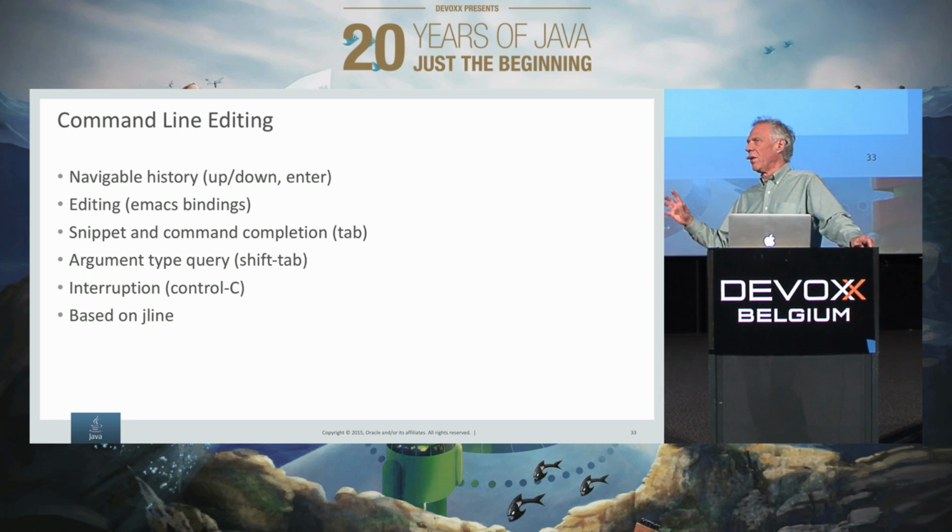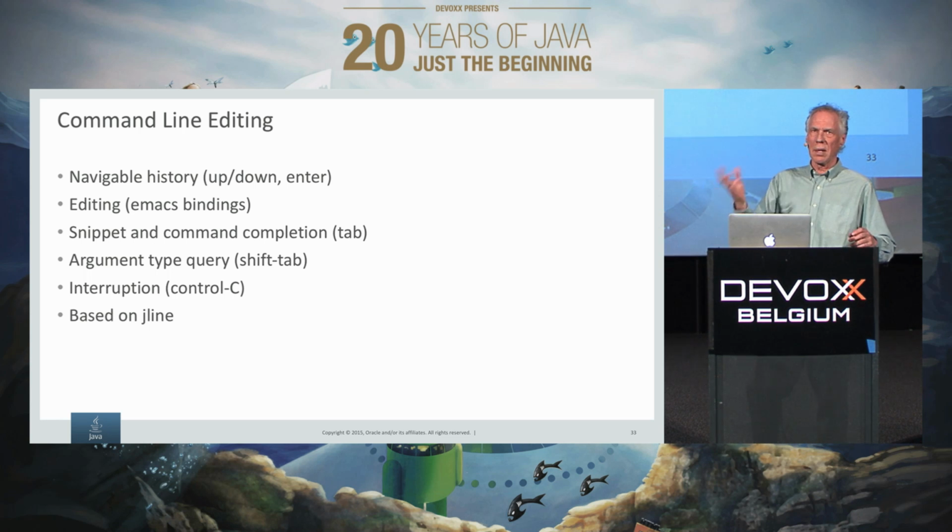Also, in the case of you've got to a call to a method, you want to see what the arguments to that are, you can use Shift Tab. Finally, if you're executing something and it's taking too long or is in an infinite loop, you can hit Control-C and come back to the prompt.